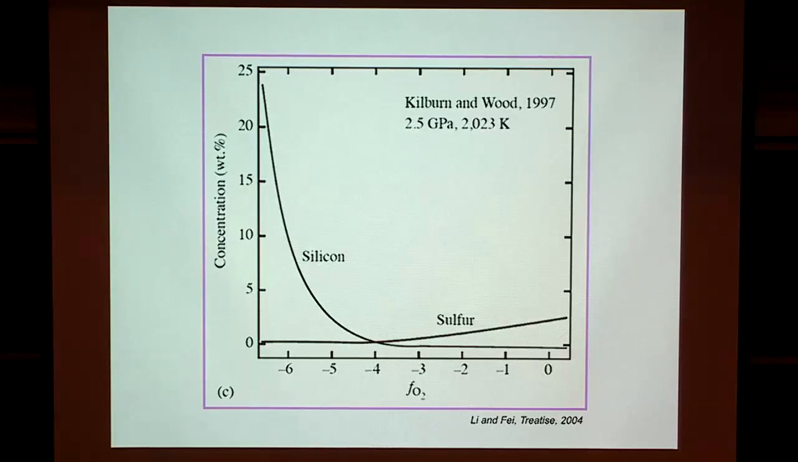Or you can say, we'll start out super reducing, we'll extract all the iron from the mantle, and then after core formation we'll add it. So you can make up whatever scenario you want to doctor these things. The simple models put you pretty close, a couple log units below iron wustite, but the simple models aren't necessarily right. That's right.